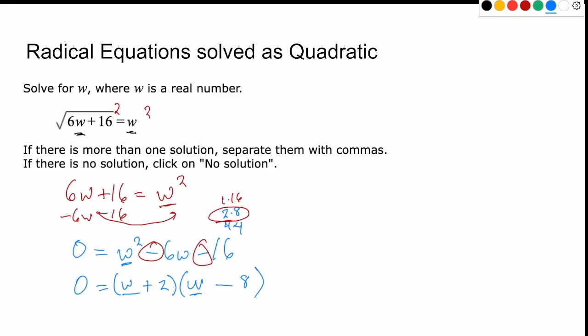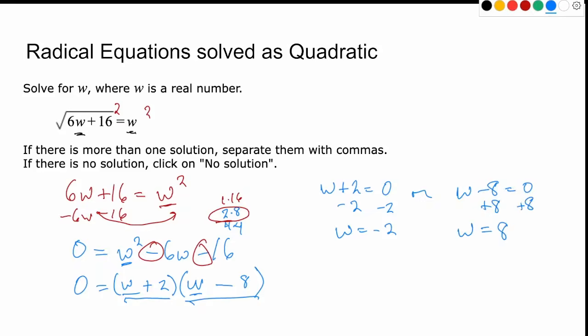And I highly recommend doing that each time until you feel very confident. And be careful, don't get overconfident. I do that sometimes. So anyway, we've got two factors, and that gives us w plus 2 equals 0, or w minus 8 equals 0. For this one, we subtract 2 from both sides and get w equals negative 2. And for this one, we add 8 to both sides, and this gives us w equals positive 8.